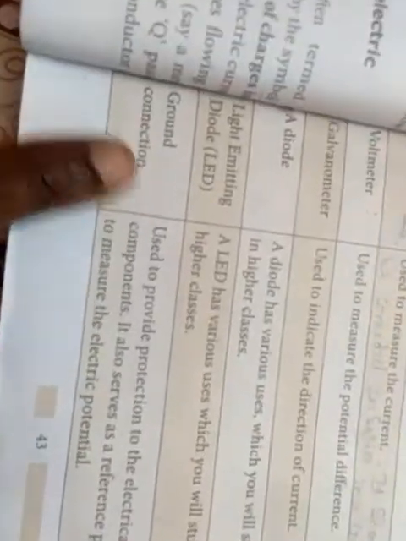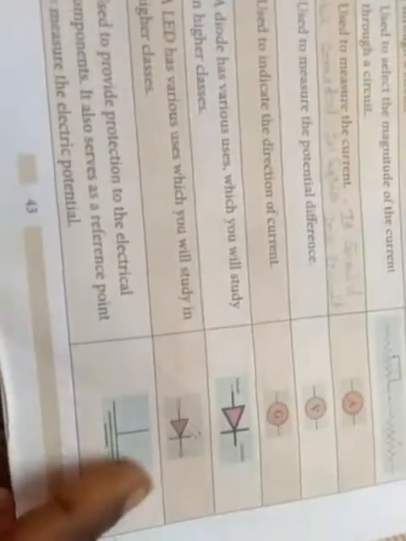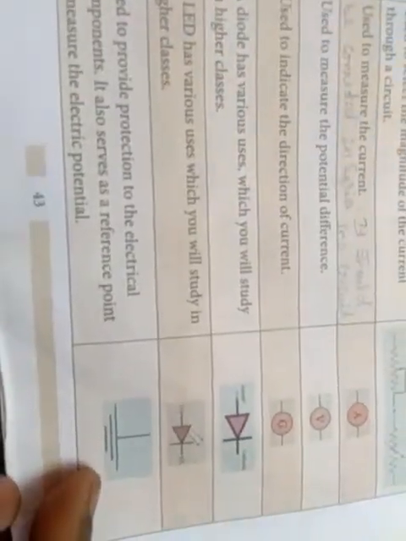Next, one line with vertical and horizontal lines below it. What is this? This is the earth, the earth connection of the apparatus. That is the ground connection. Have you understood?